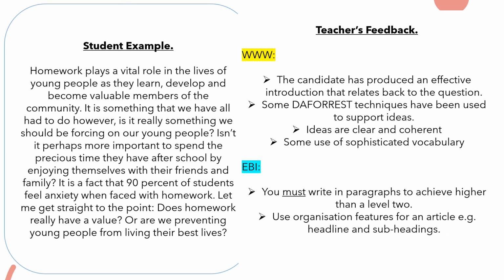Use organizational features for an article, so e.g. headline and subheading. This is a really important point. For those of you that are doing your GCSEs this year, you've got to write an article when you're doing your question 5 for paper 2, so you need to make sure that you're including your headline and a subheading, because those are the main things that we expect to see in an article.